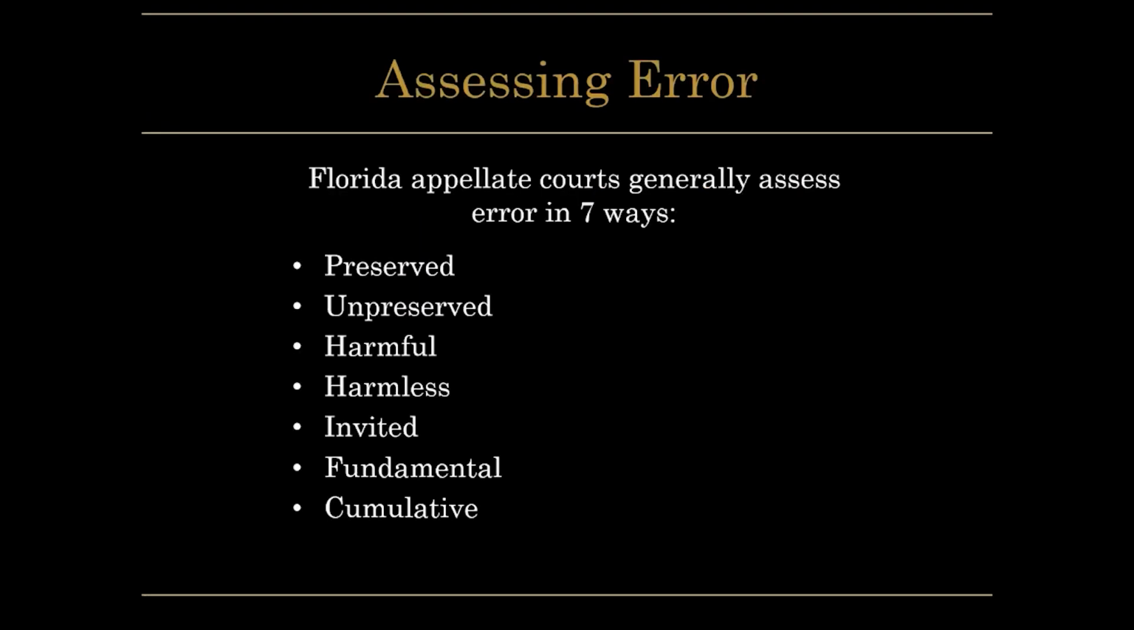There are generally 7 ways appellate courts assess error. Preserved. This is the category most errors fall into. A preserved error may be deemed harmful or harmless, but in either case, the error must have been preserved to get appellate relief. Unpreserved error is generally fatal to appeal, except in cases of fundamental error. Harmful error: these errors, if preserved, are likely to result in a reversal unless the error was harmless.